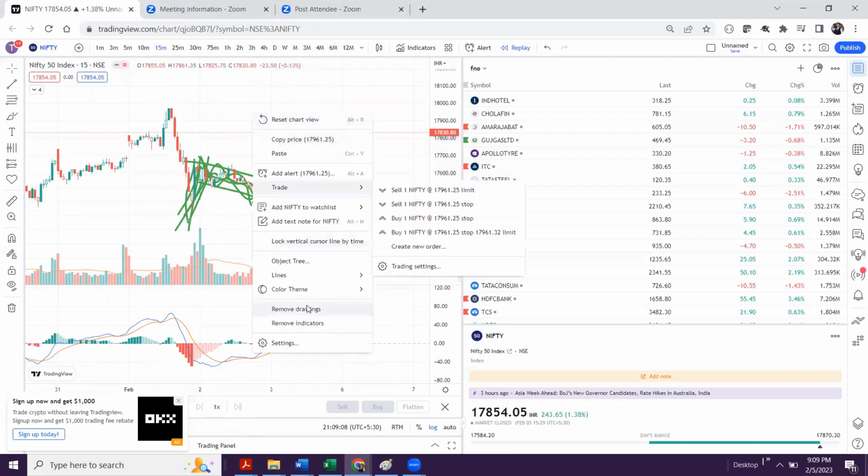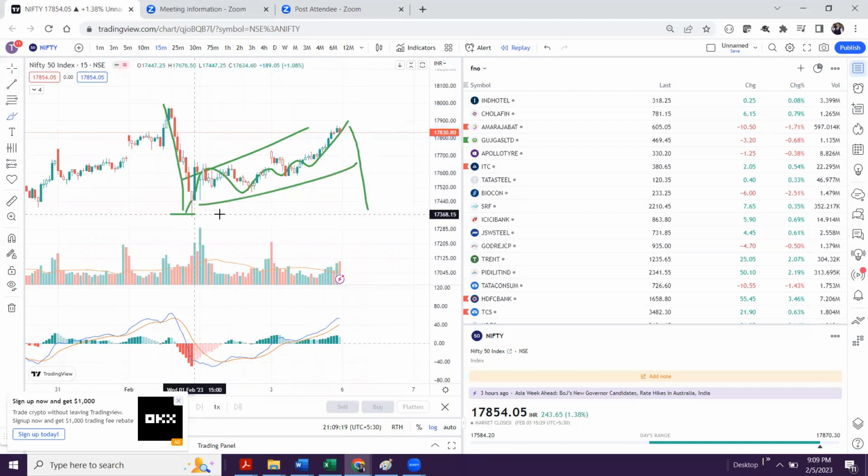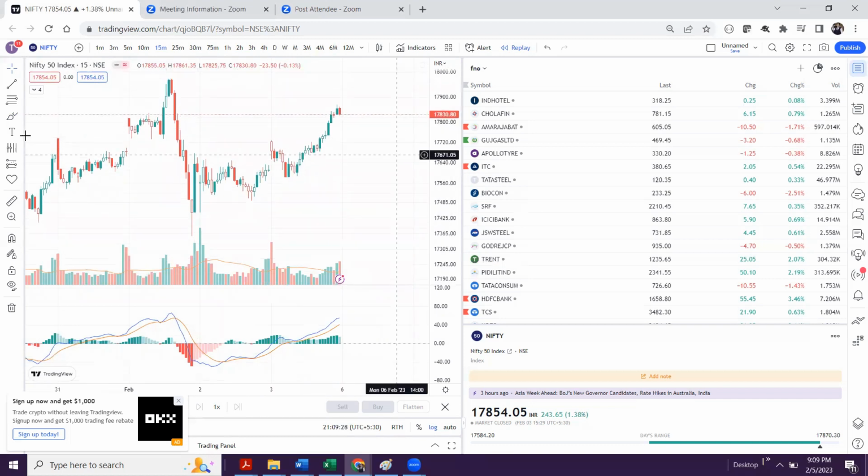So what is the possibility now? One possibility is that this whole is an impulse and this is a correction to it, and we will again get an impulsive move down and break this. This is one possibility. Other possibilities are, let me remove it, let us first review this part.